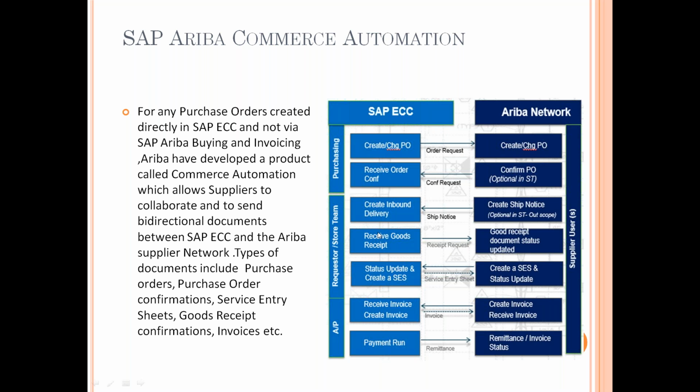And then the goods receipt will be done with reference to the inbound delivery, and the goods receipt document status will update. Then if it is a service, a service entry sheet will be created. Then the invoicing will be created, they will create the invoice, and finally this is how the payment will be done. So this is your commerce automation process. If it is commerce automation or supply chain collaboration, no PR or PO will be created in Ariba. It will be created only in the ERP system.